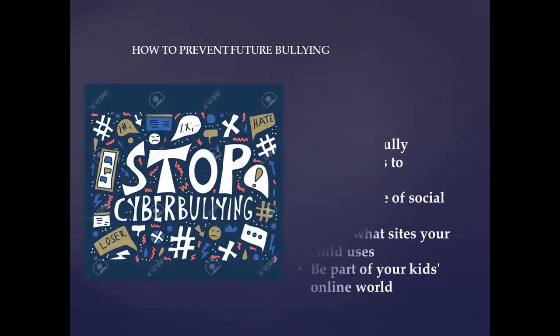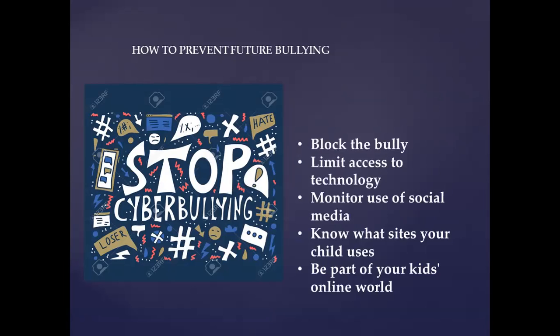How to prevent future bullying? As a parent, how can you prevent this type of future bullying? Block the bully. First, you can do one thing, that is block the bully. The second one is limit access to technology. The third one is monitor use of social media. Then the fourth one is know what sites they are using. You should be aware of what sites they are using.